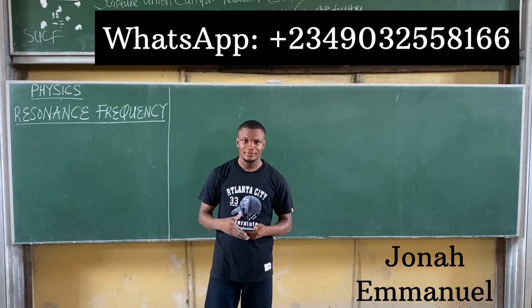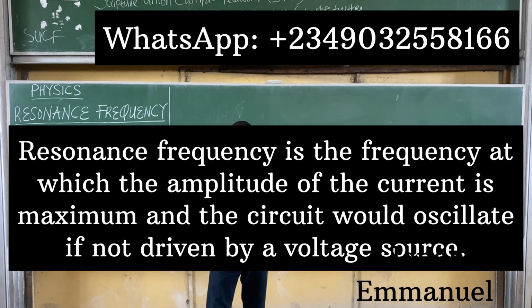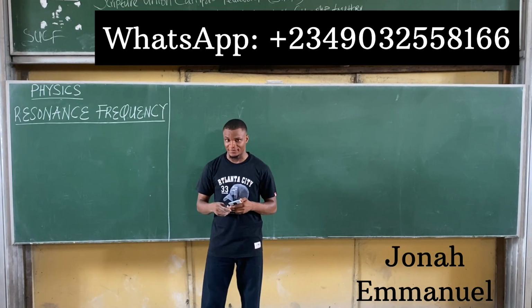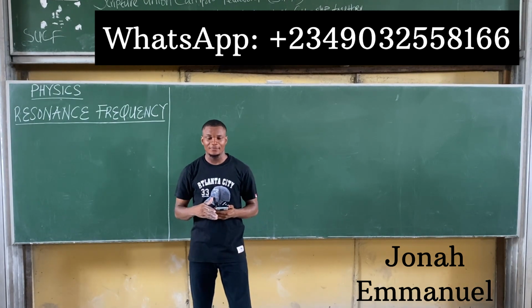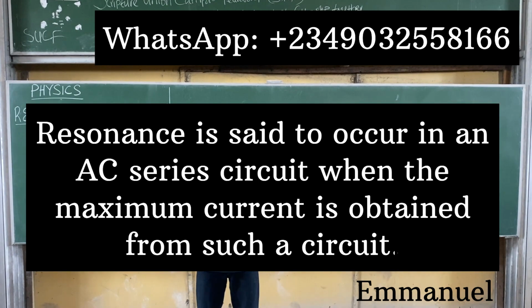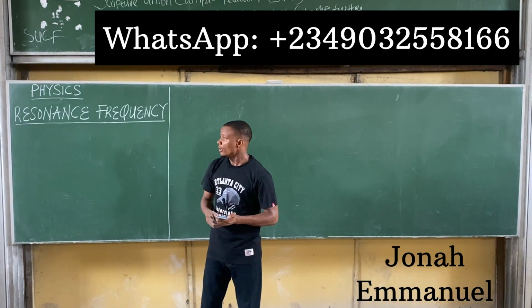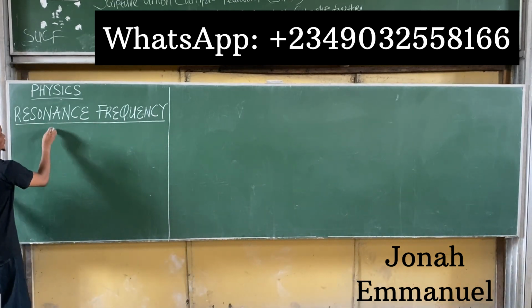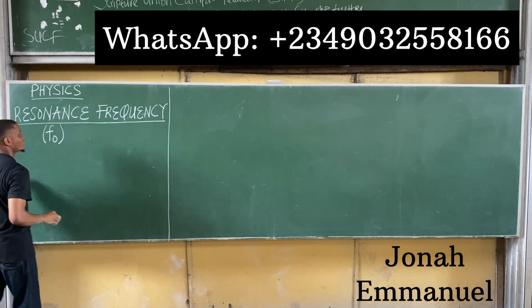By definition, resonance frequency is the frequency at which the amplitude of the current is maximum and the circuit would oscillate if not driven by a voltage source. All right, so that's the definition of resonance frequency. Also, we can say resonance is said to occur in an AC series circuit when the maximum current is obtained from such a circuit. All right, so for this concept, let's call resonance frequency F naught. So we'll be using F naught to represent resonance frequency.